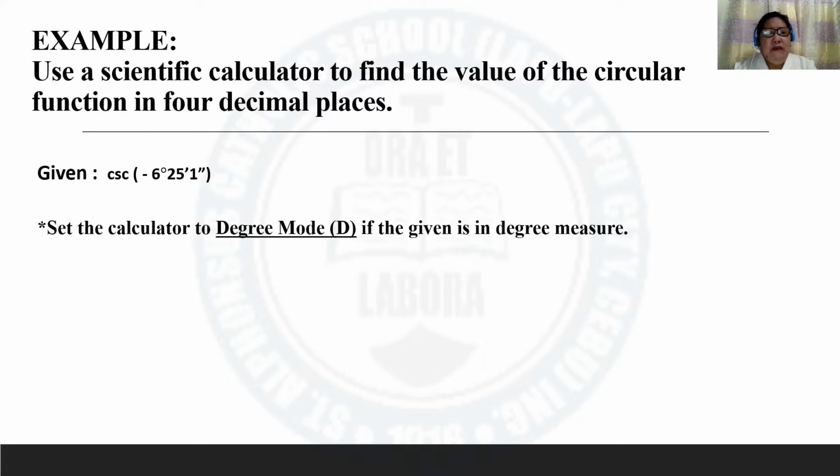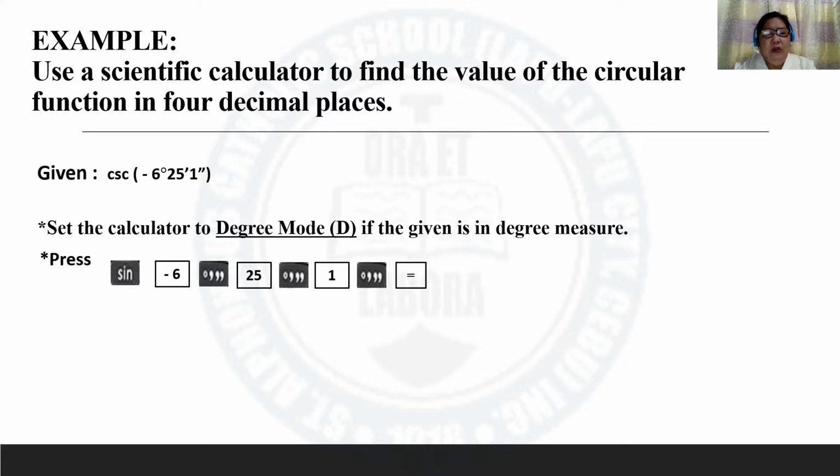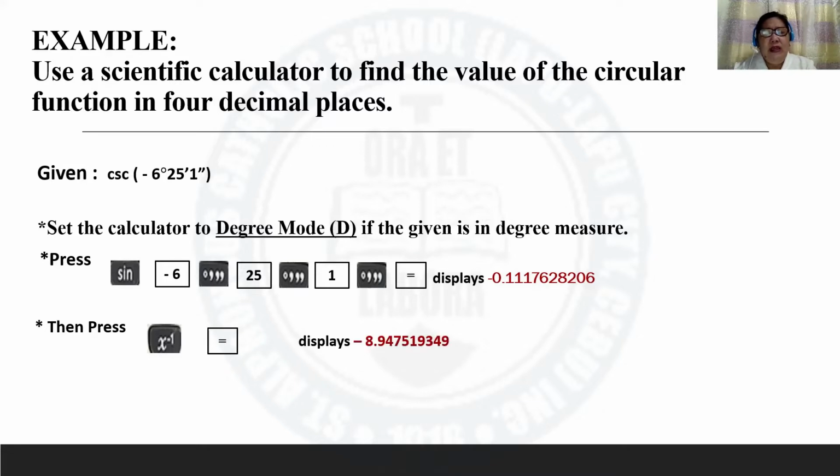So, you have to check if it is in degree mode. Then, press sine, negative 6, the degree key, then 25, the degree key, 1, degree key, and then equals. And it will give you negative 0.1117628206. Then press the reciprocal key, equals, and it will give you negative 8.947519349. Hence, cosecant negative 6 degrees, 25 minutes, and 1 second is equivalent to negative 8.9475.